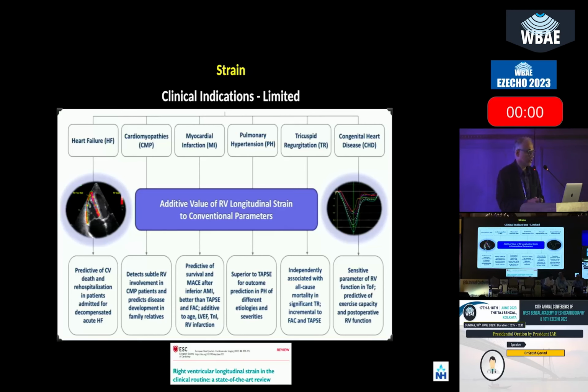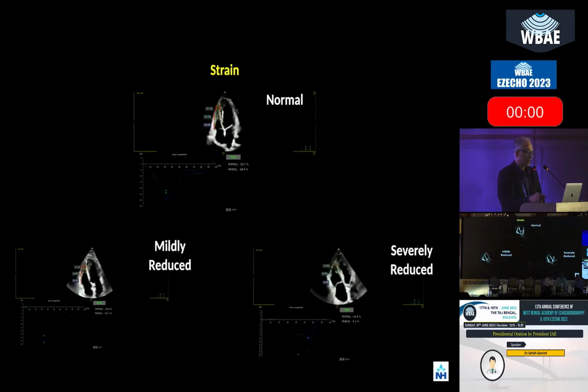So if you have RV strain, use it, especially as a good predictor. TR also, it is useful. Again, it's a good predictor, and congenital heart disease, especially in TOF, there's a lot of data on it.